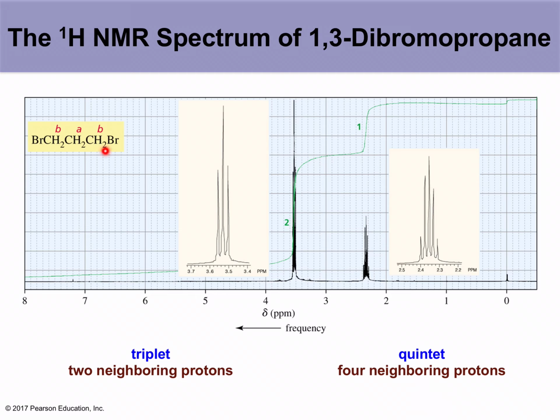And then the hydrogens on B, 4 hydrogens, will split into a triplet. 2 plus 1 is 3, a triplet due to 2 hydrogens on A. So these are the 4 hydrogens, and they will split into a triplet, from 2 neighboring protons. Okay.